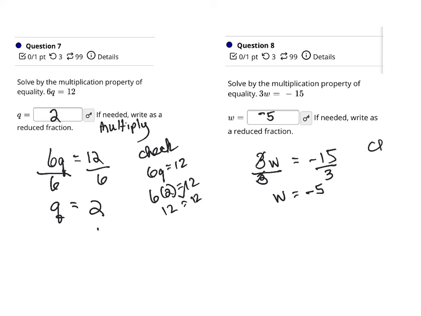If we want to check this one, 3w equals negative 15. Replace the w with negative 5, and that gives us negative 15 on both sides.